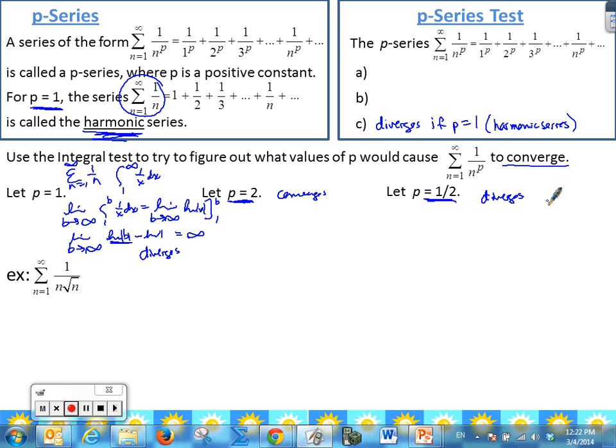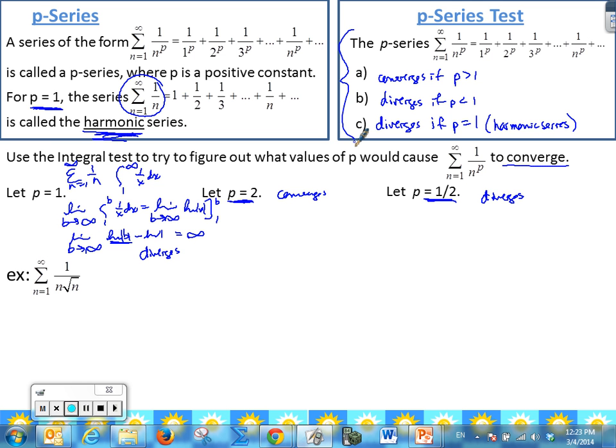So let me finish writing these up here for you. The P-series converges if P is greater than 1. The P-series diverges if P is less than 1 or equal to 1. So this needs to be committed to memory.